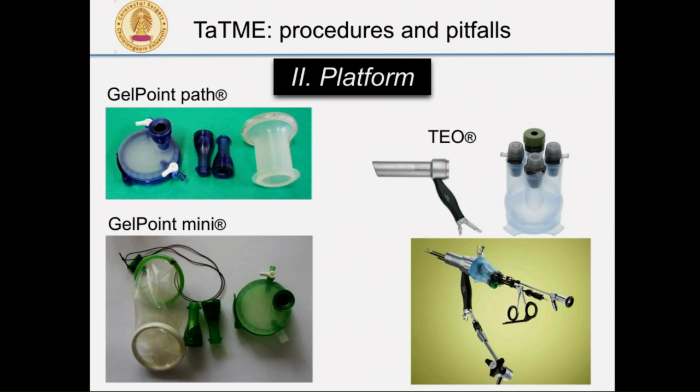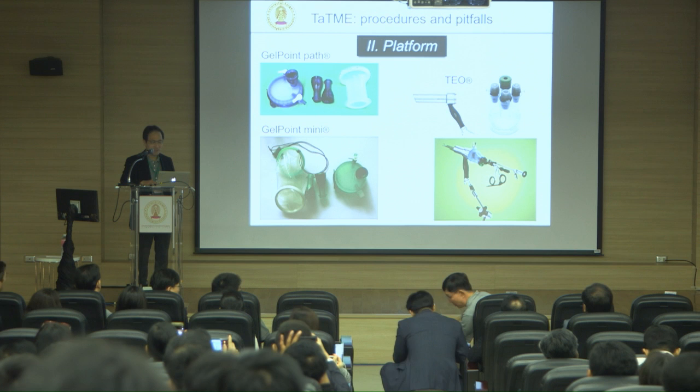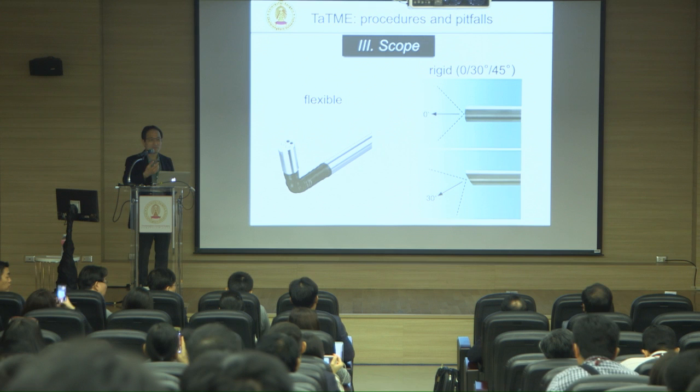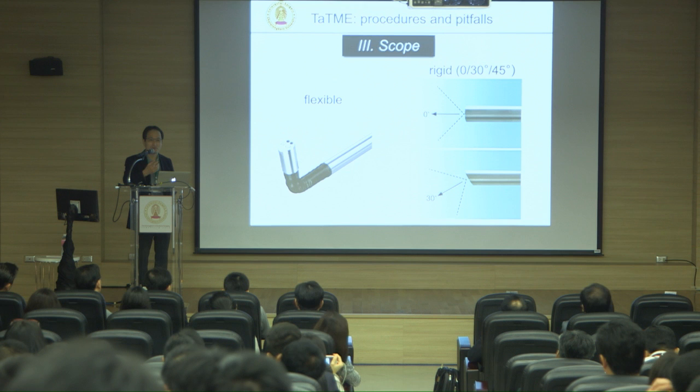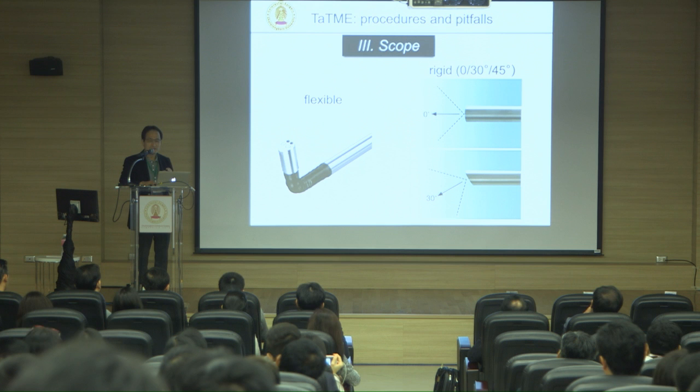The next important material is a platform. We have several platforms for TA-TME: GelPoint Path, GelPoint Mini, and TAIL. And the third one is a scope, flexible or rigid. You can use the flexible 3D camera, but it's very difficult to control the flexible camera in a small, narrow space. I recommend the rigid 30-degree scope.